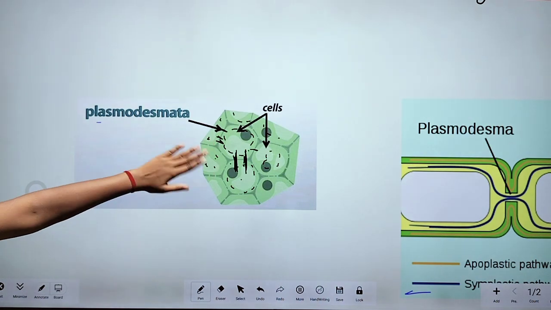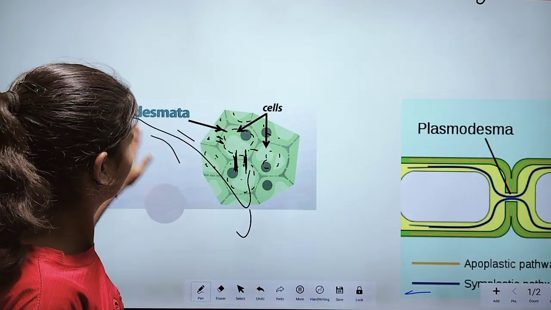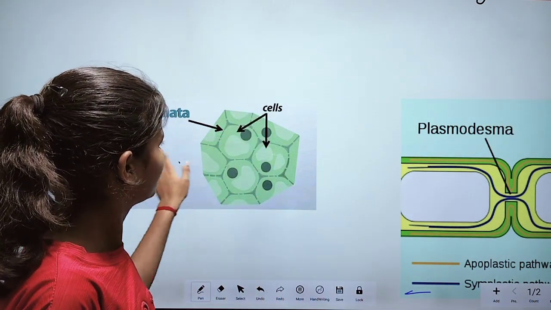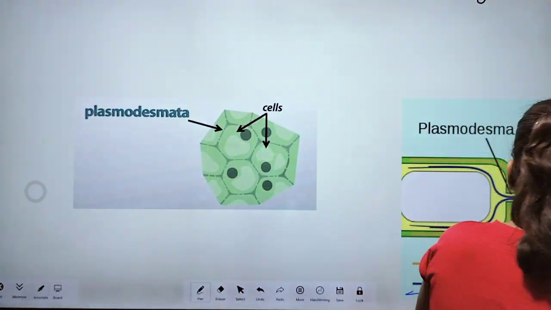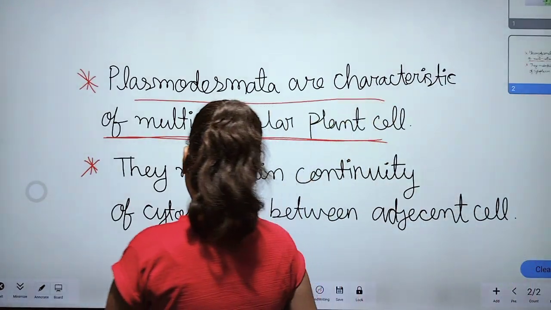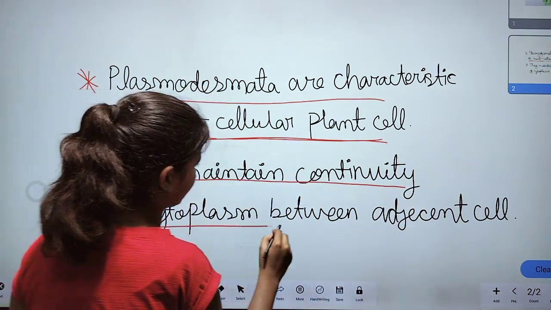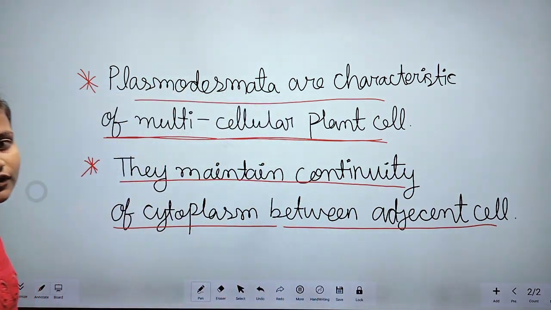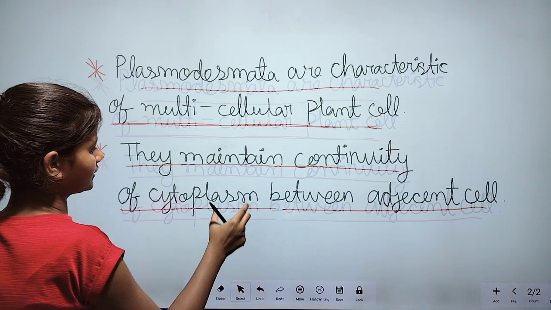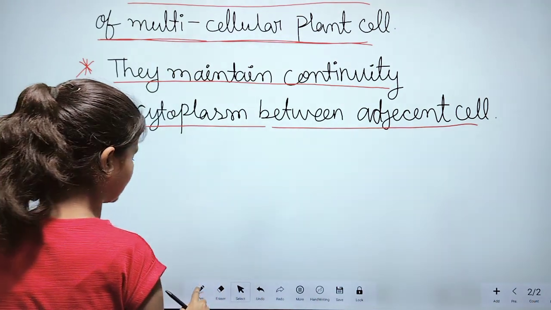Material moves here and there only due to plasmodesmata. Okay. So they maintain continuity of cytoplasm between adjacent cells. So that's why they maintain continuity of what? Cytoplasm between adjacent cells. Okay.